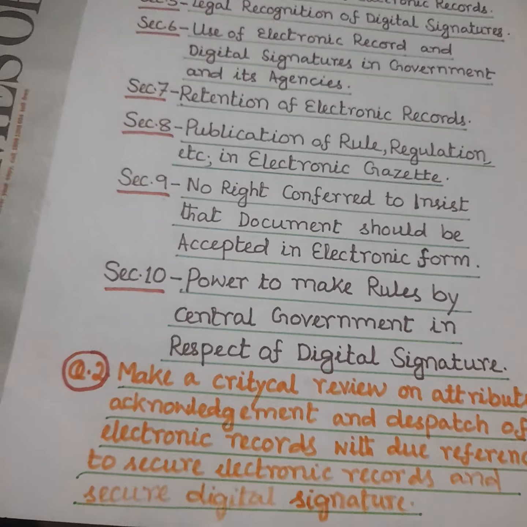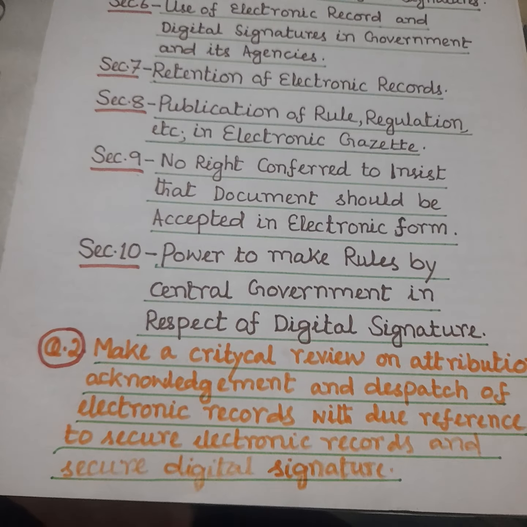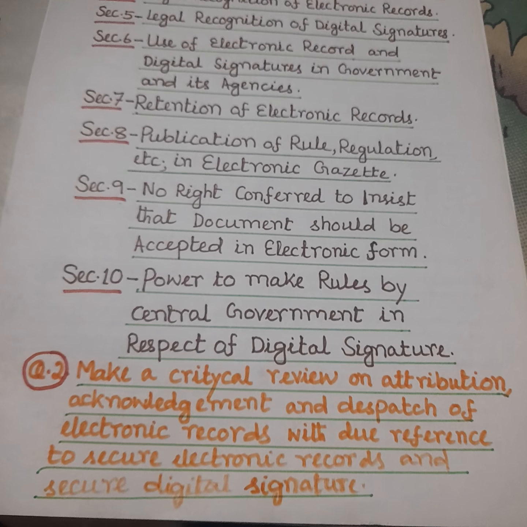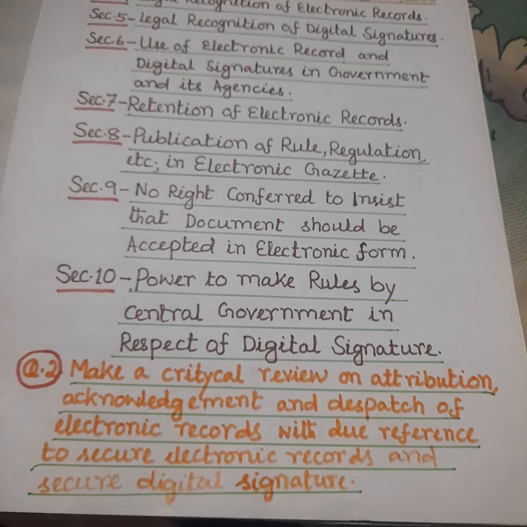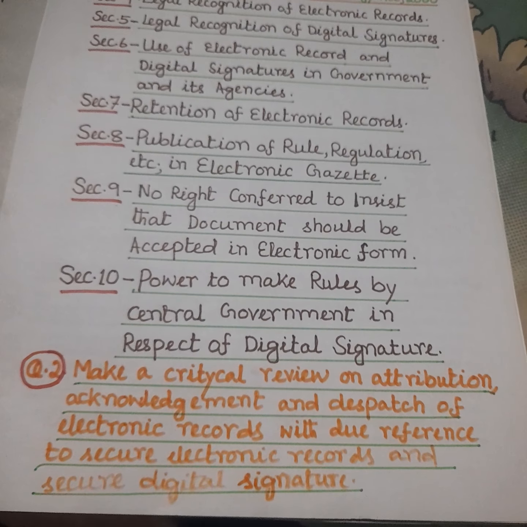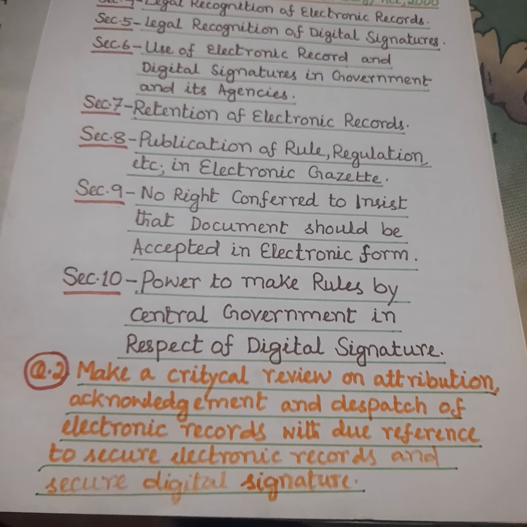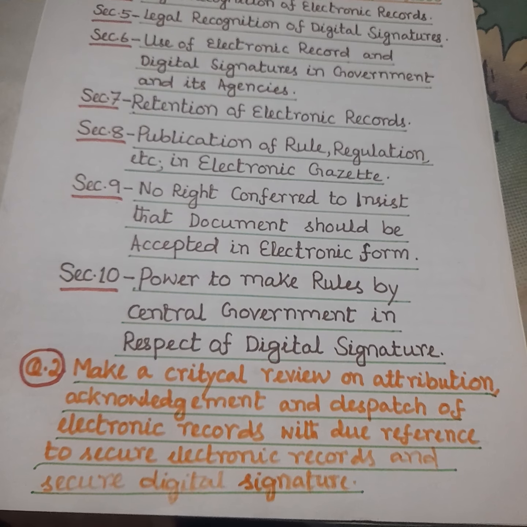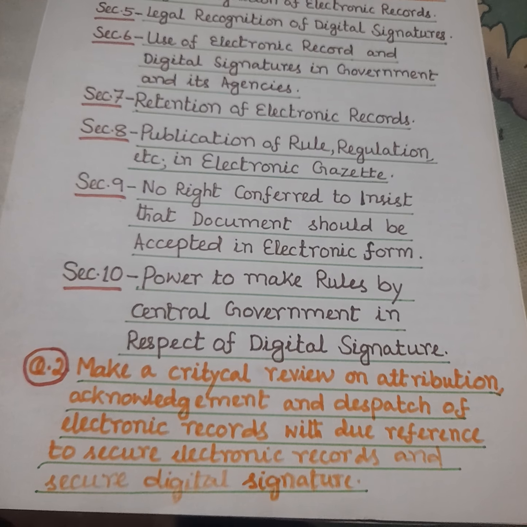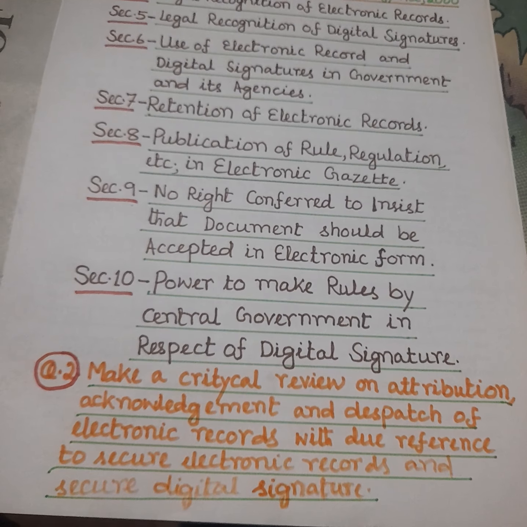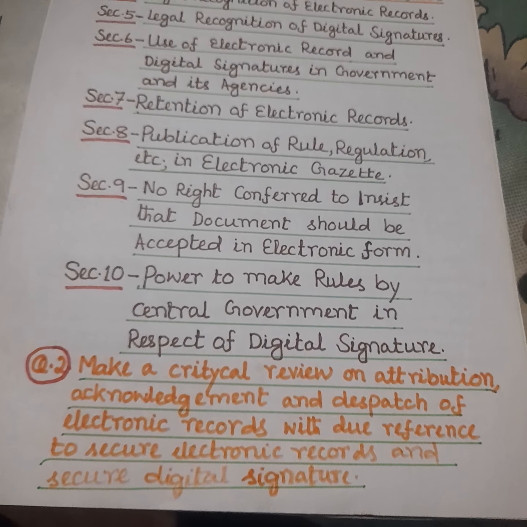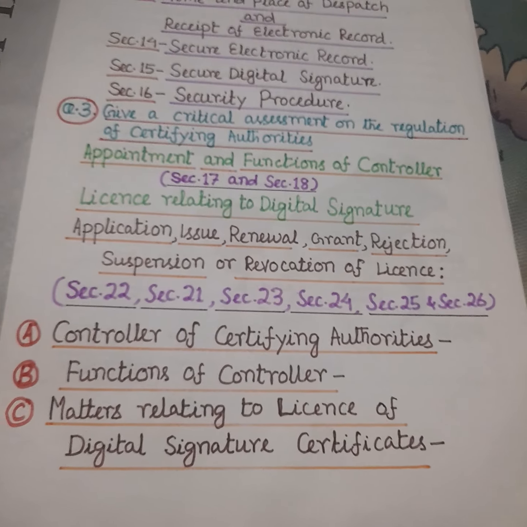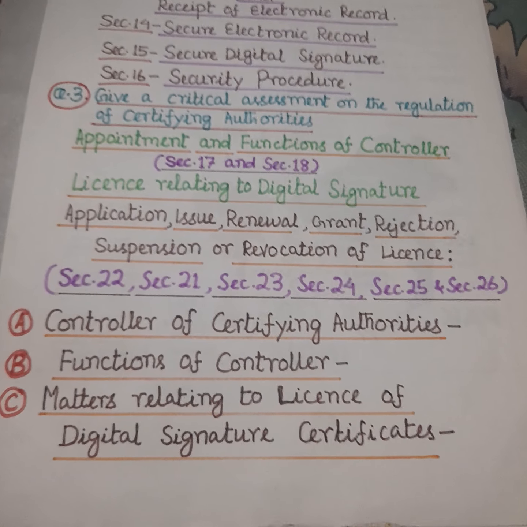And regarding the answer to question 2, we would like to discuss the very question: make a critical review on attribution, acknowledgement, and dispatch of electronic records with due reference to secure electronic records and secure digital signature. So the very answer to question number 2 we find under Section 11, which relates to attribution of electronic records.